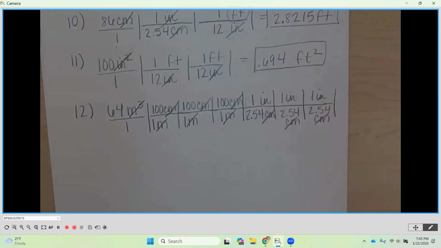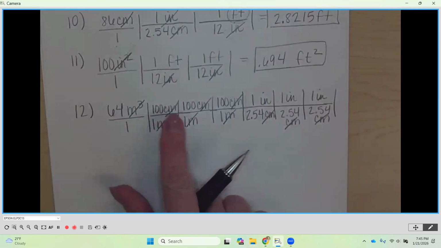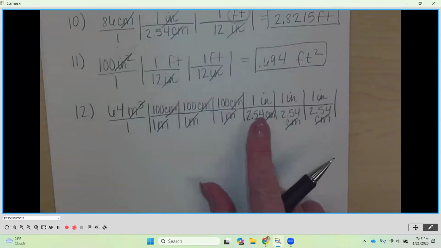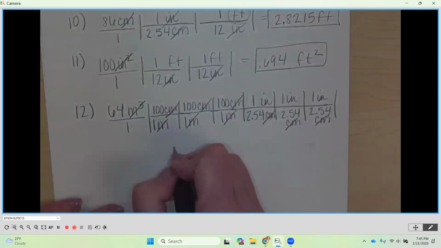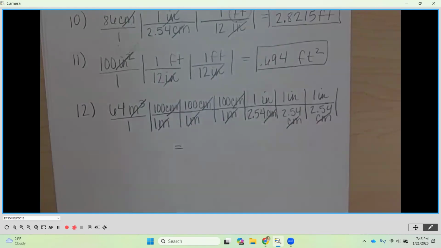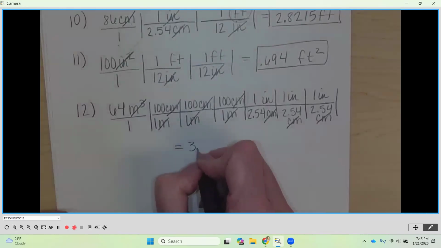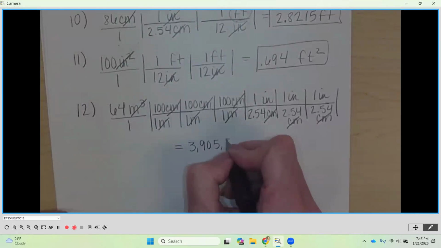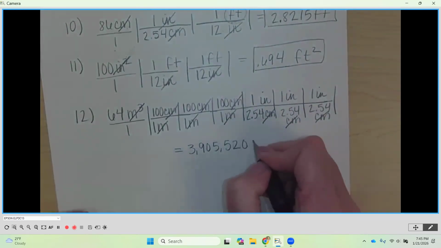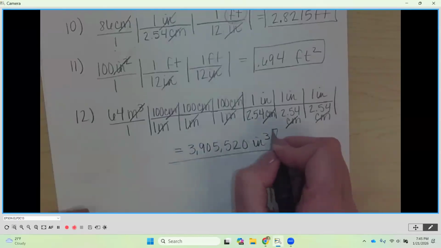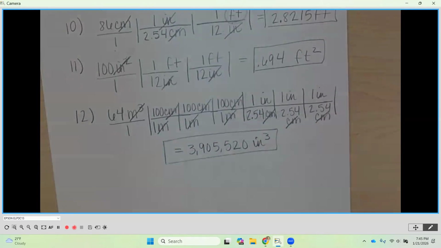So now to get my number, I'm going to take 64 times 100 times 100 times 100 divided by 2.54, 2.54, 2.54. Okay. Put that one down here. I will round the 19 to 20. And that's going to be inches cubed. There we go.